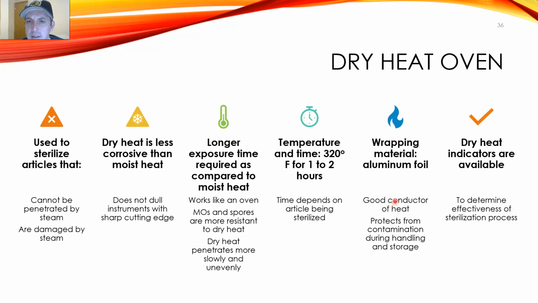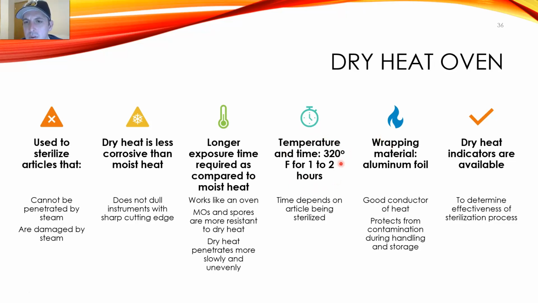There are some things that cannot be done with an autoclave because you can't use steam with them. If an article cannot have steam, or it's damaged by steam, then we would use something like a dry heat oven. It's much less corrosive than moist heat, which is good for sharp objects because it doesn't dull their blades. The main problem is that there's a much longer exposure time and a much higher temperature required in dry heat compared to moist heat.